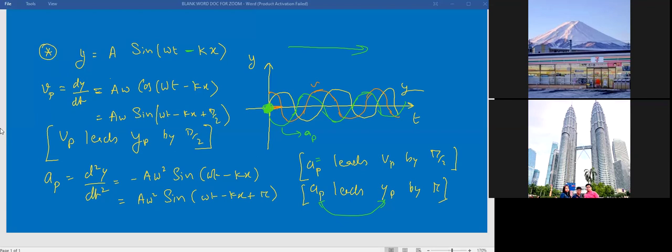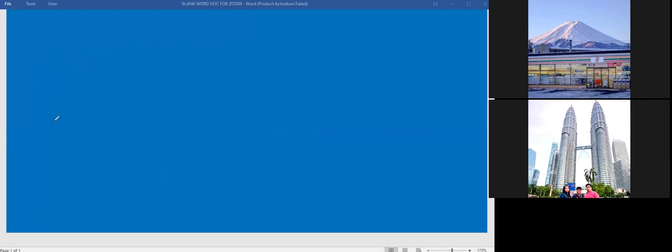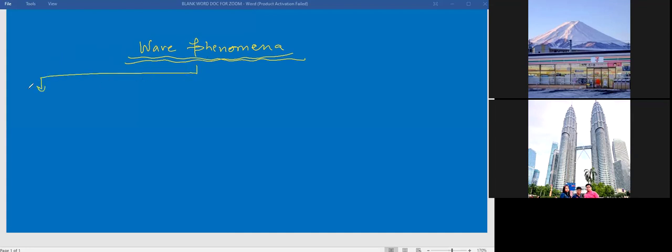Okay. Now this is done. Now phenomena related to waves. Let me write here: wave phenomena. So let us talk about this wave phenomena. There are various wave phenomena that we are going to study, like we will see reflection, refraction, just equation wise we will see refraction or transmission basically.